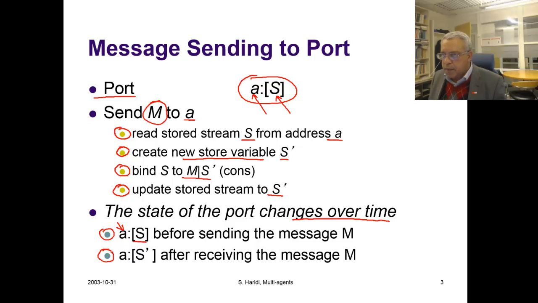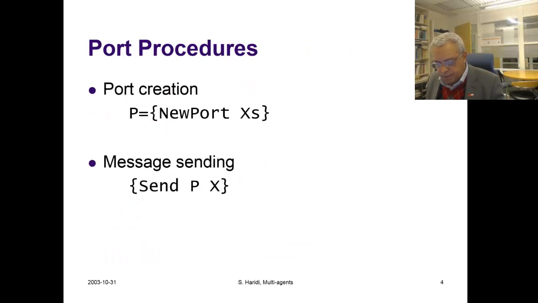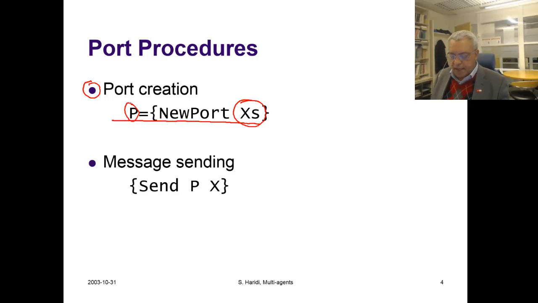So what are the language primitives that we have? We have two language primitives. To create a port, this is the operation. NewPort will create a port and associate a stream XS with that port. The port here is P. Sending a message is a procedure, Send, that takes a port and sends a message X.